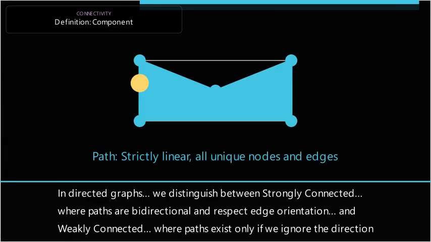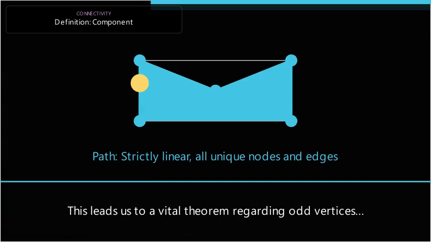In directed graphs, we distinguish between strongly connected, where paths are bidirectional and respect edge orientation, and weakly connected, where paths exist only if we ignore the direction of the edges. This leads us to a vital theorem regarding odd vertices.